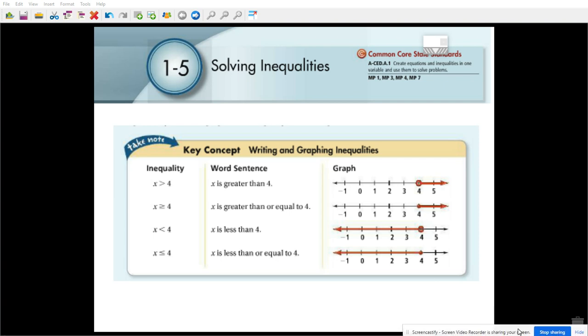All right, so we're going to move here to 1.5. I'm going to label these notes 1.5a because I'm going to cut this section in half. Kind of do the first half and the second half in the notes. So 1.5a is solving inequalities.